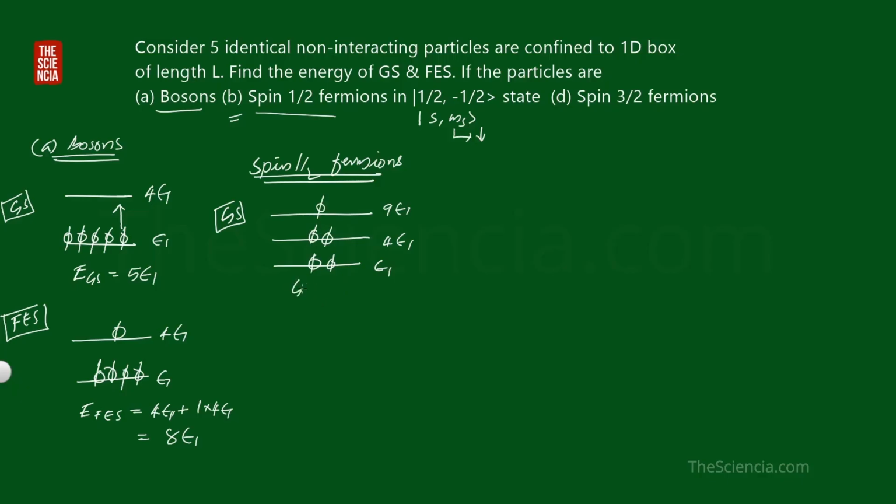So the ground state energy will be equal to 2E1 plus 2 into 4E1 plus 9E1. Now let us check the first excited state.